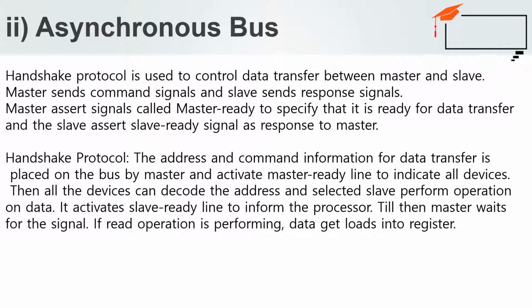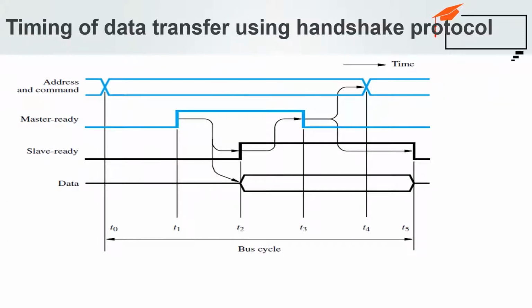Handshake protocol. The address and command information for data transfer is placed on the bus by the master, which activates the master ready line to indicate to all devices. Then all the devices can decode the address and the selected slave performs the operation on data. It activates the slave ready line to inform the processor. Till then, master waits for the signal. If a read operation is performing, data gets loaded into a register. Timing of data transfer using handshake protocol is explained below.